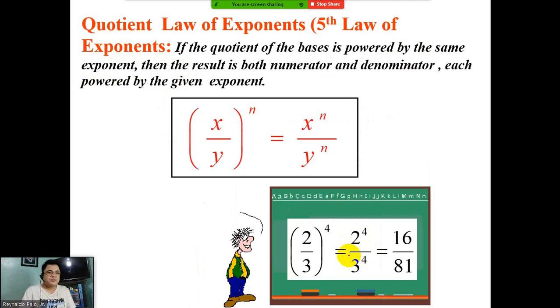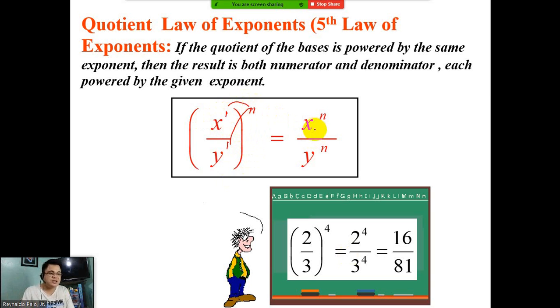Now let's go to the quotient law. Quotient law of exponents, or the fifth law of exponents. If the quotient of the bases is powered by the same exponent, then the result is both numerator and denominator, each powered by the given exponent. So if we have this one, x over y raised to the power of n, all we need to do is the same as the product, but this time it's quotient. We have to distribute n to the exponents of the expressions inside the parentheses.